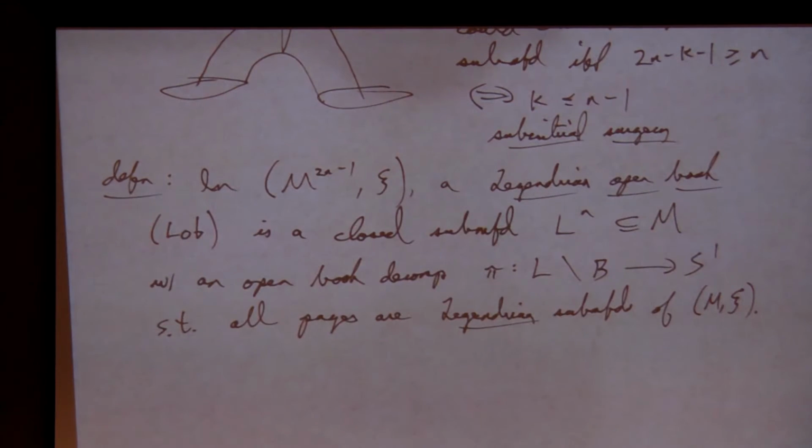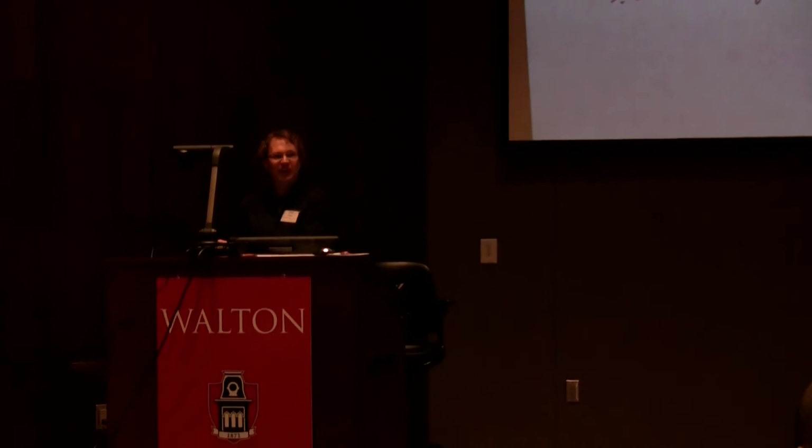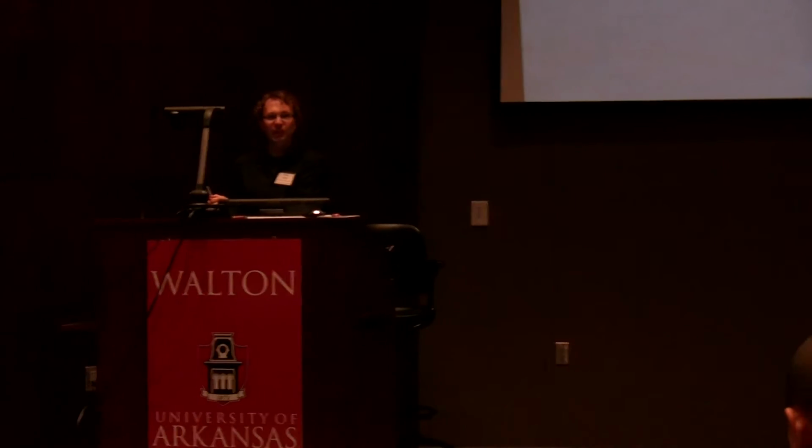So in other words, all the pages are everywhere tangent to the contact structure. It's a consequence, by the way, of that definition that the binding itself is an isotropic submanifold. The binding is also tangent to the contact structure. So I should throw in a really important word of caution for those of you who are used to hearing about contact manifolds and open books in the same sentence. I don't mean the same thing that people usually mean here.